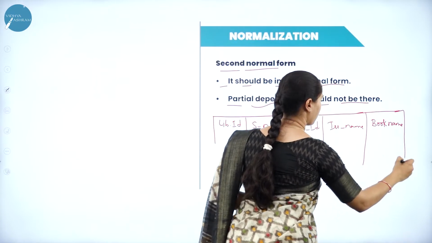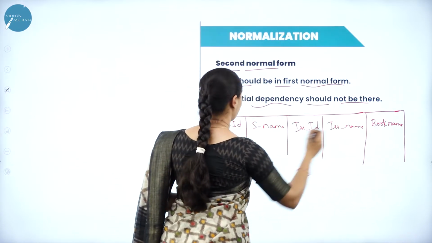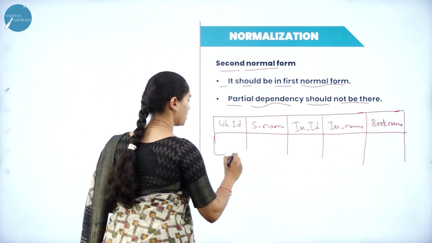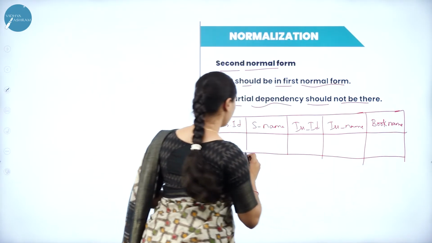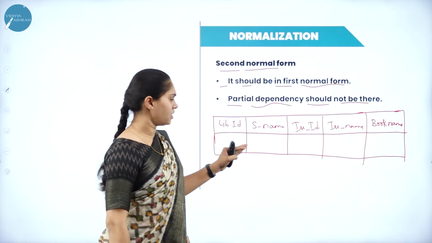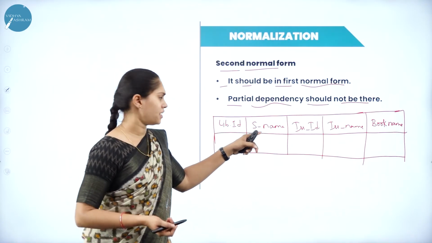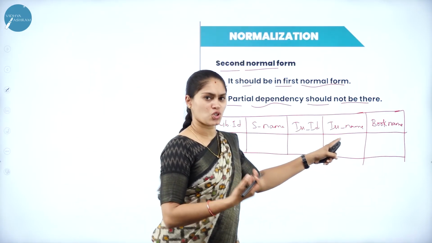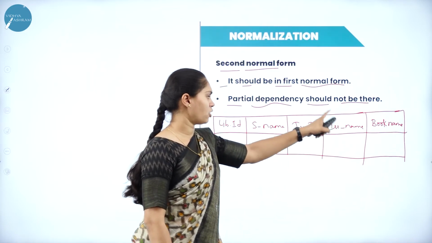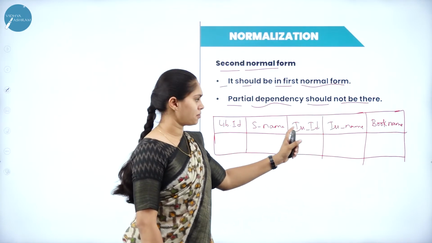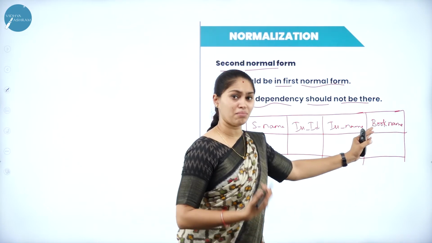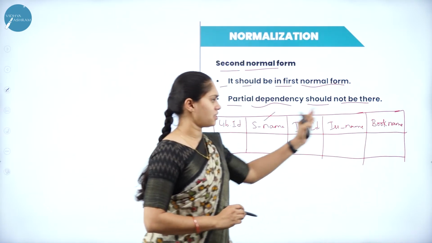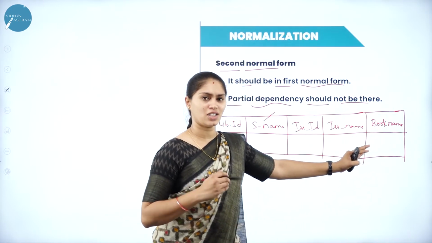How many fields do we have here? 1, 2, 3, 4, 5. So we have 5 fields, or 5 attributes for the table. Now you can see that student name is going to depend on this library ID, and the issuer name, those who are issuing the book of a library, is going to depend on the issue ID. But if you consider this book name, that does not depend on this student name. So student name and this book name are not related to each other.